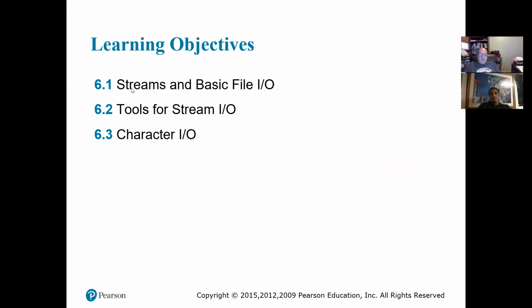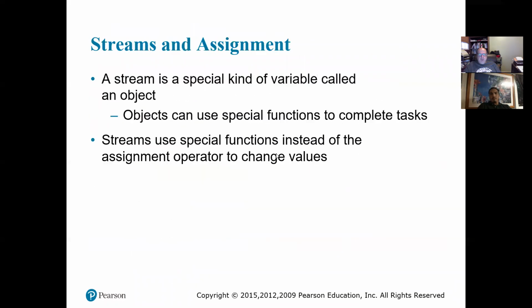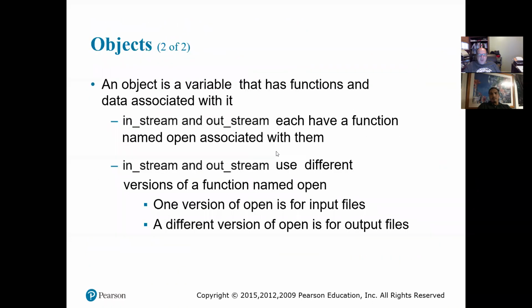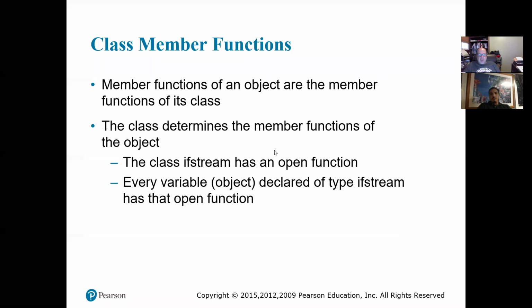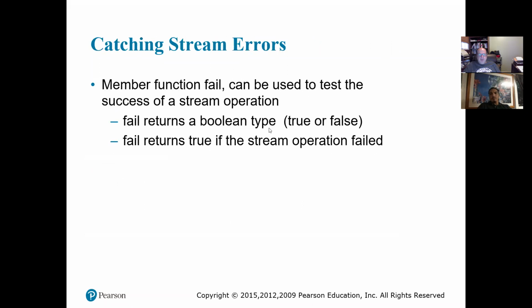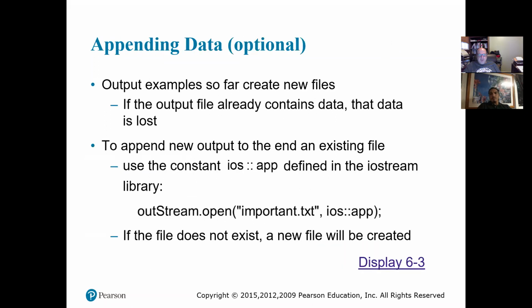Yeah, we talked about some of the stuff in 6.1. We talked about the classes and objects. We're going to do some activities on these things. And we talked about how to open the file, how to close the file, how to check for the fail. And we're going to talk more about it in our discussion today. Member function, catching errors, fail.